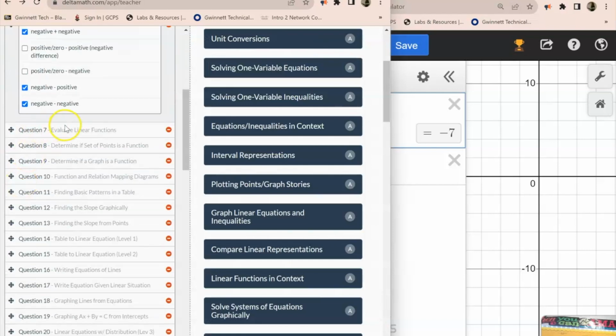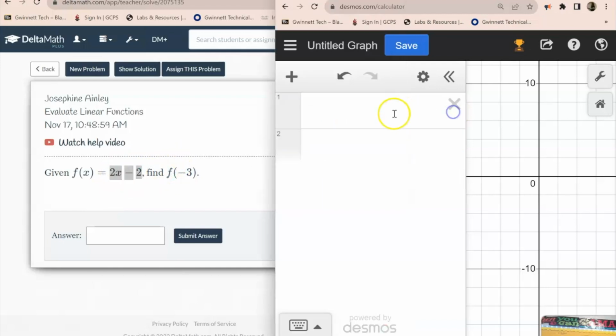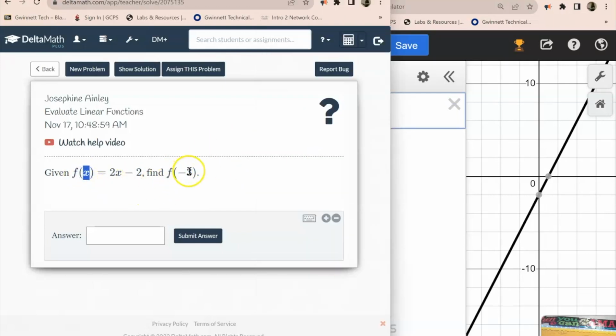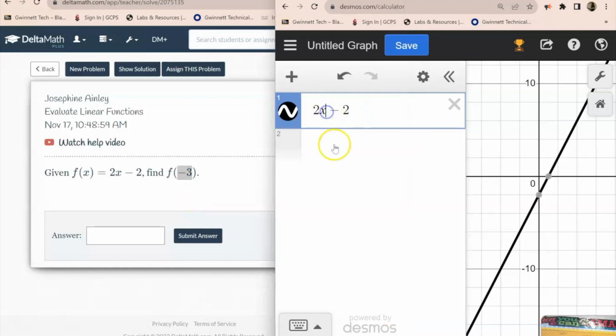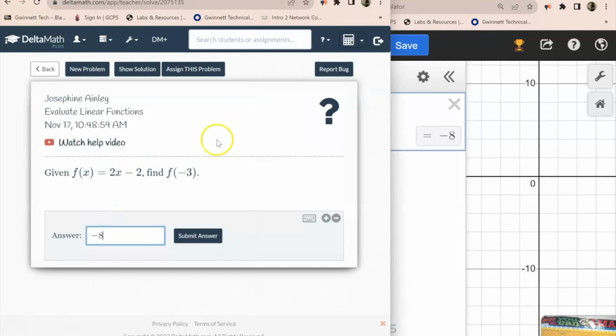All right. Question 7, evaluate. So you're going to, again, Control C. You're going to take your question, put it in the calculator. Make sure it copied the question. Then what does this mean? You see where the x is, right? In place of x, because you see it's f of x, in place of x, you're putting what? -3. So I'm going to copy the -3. Where I see the x, I'm going to delete that, put a parentheses, and put -3. So this is -8.